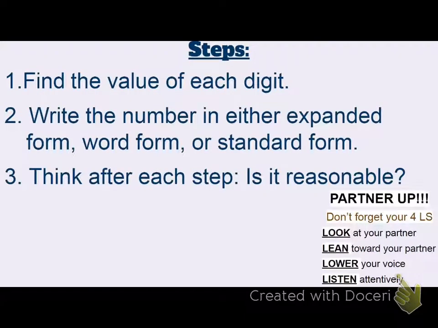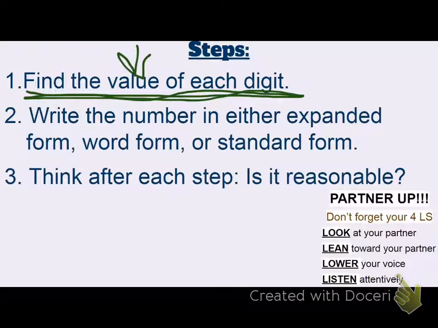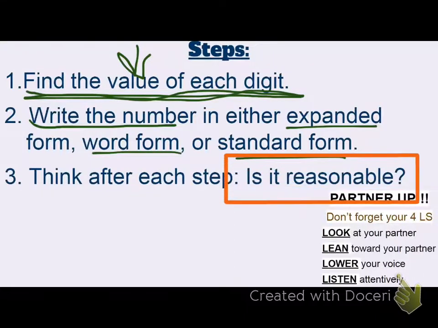All right, here are some steps that'll help us today. Step 1, find the value of the digit. Where is that digit on the place value chart? How much is it worth? What's the value? Okay, then we're going to write the number in expanded form, word form, or standard form. After we know how much the value is, we can write it in the form they're asking. And of course, last but not least, is your answer reasonable? So figure out, how much is it worth? Write it in the correct form and review your answer, checking to see if it makes sense.